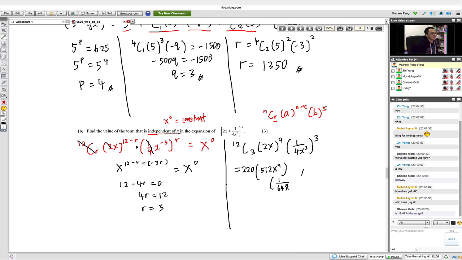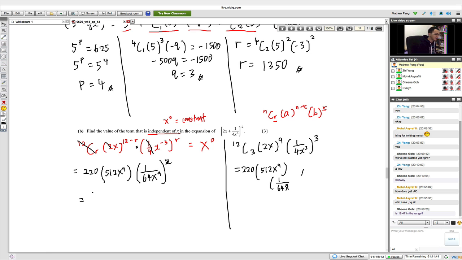So we will just simplify it. Okay, I will need some space for the r, so I will delete this one and write here. So continue here: 220, this is 512 x to the power of 9, and this is 1 over 64 x to the power of 9. After I simplify, you just multiply everything. So I will use 220 multiplied by 512 and divided by 64. So my final answer is 1760. That's all.